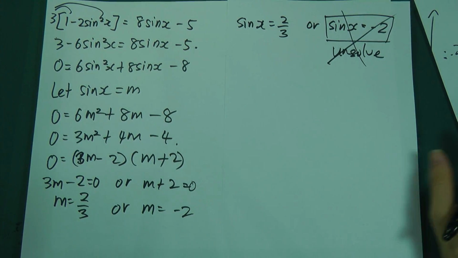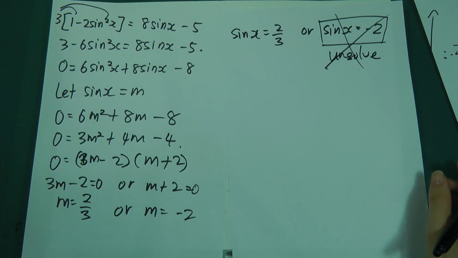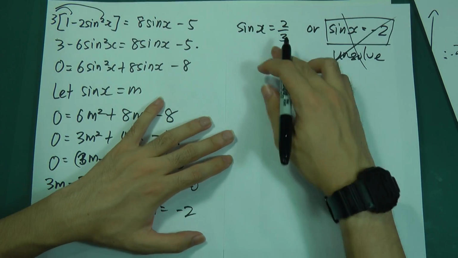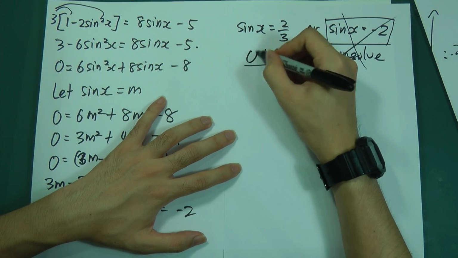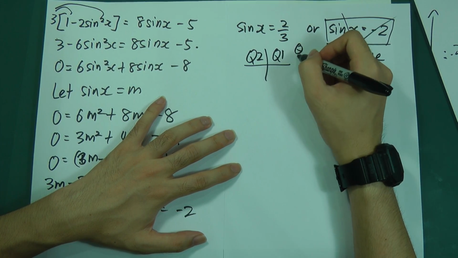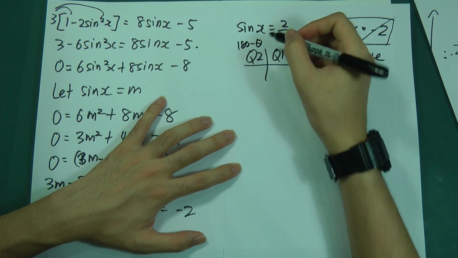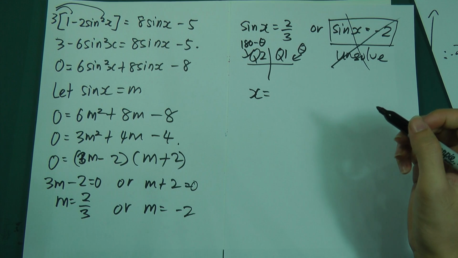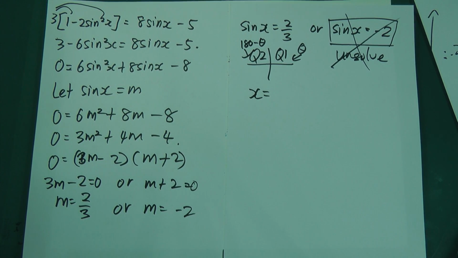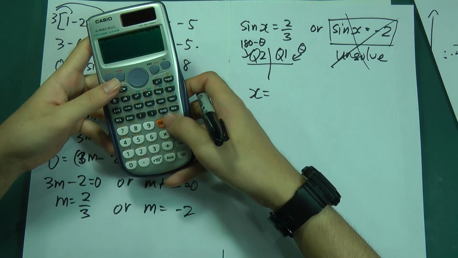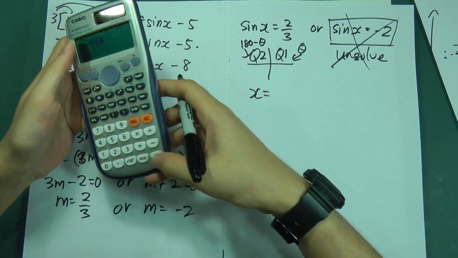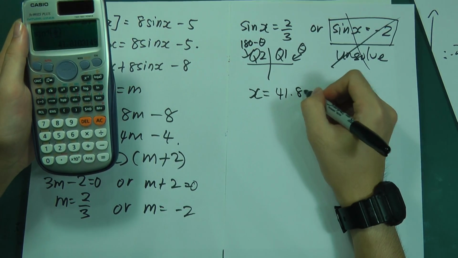Since the question is from 0 to 360, you have four different quadrants. However, sine is positive only in the first quadrant and the second quadrant. First quadrant is only the angle, nothing special. Second quadrant is 180 minus angle. Memorize this one. So you just press shift sine 2 over 3 on the calculator. Okay, let me press faster, shift sine, and then 2 over 3. So you get the angle is 41.81.